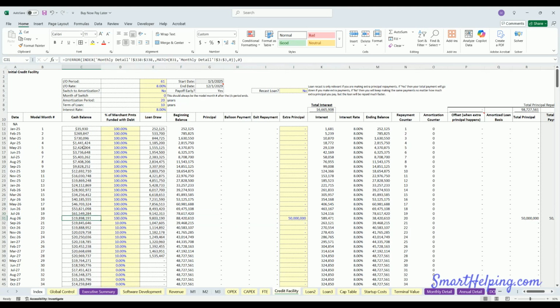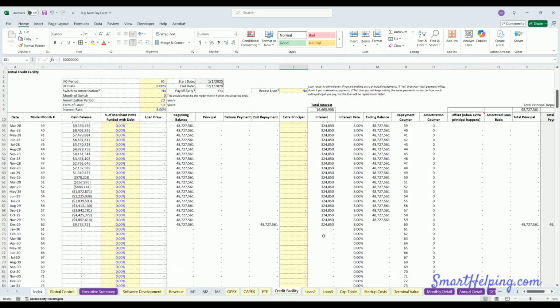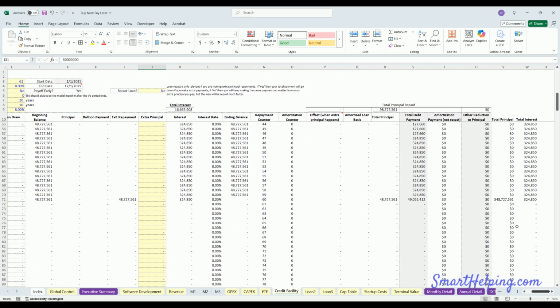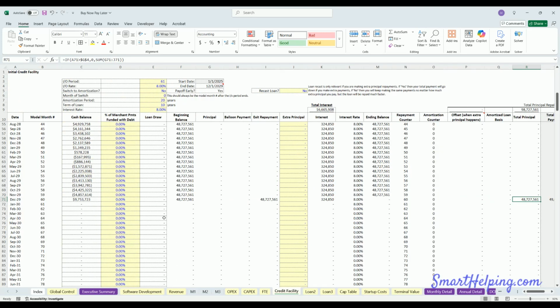So this is pulling from the monthly detail. This is proceeds hitting cash, positive cash, interest reduces cash, and then you can also pay extra here. And then the principal amount paid back on exit, if you're including the exit value, is still going to be correct, whatever the remaining balance is here.